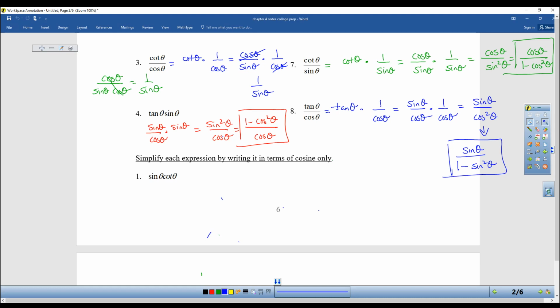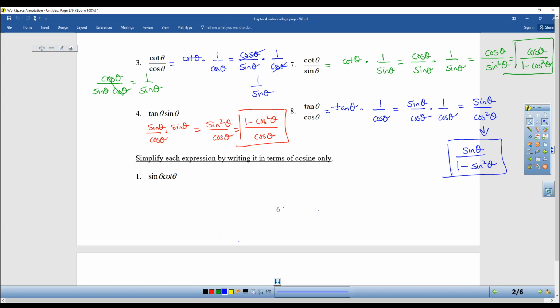Like I said, the purpose of these right now is just to become more familiar with the identities. We won't actually be using them to solve things until a little bit later, and then we use them extensively in calculus. Hence the title of this course, Precalculus.